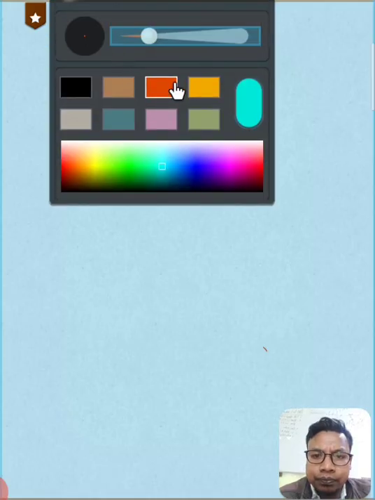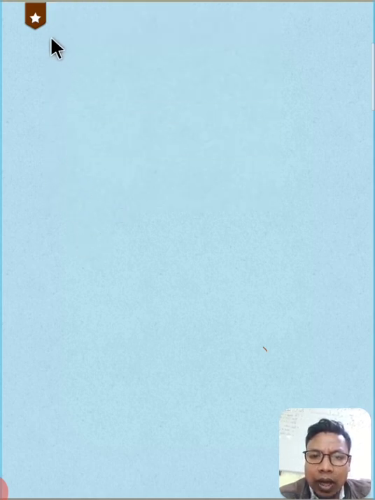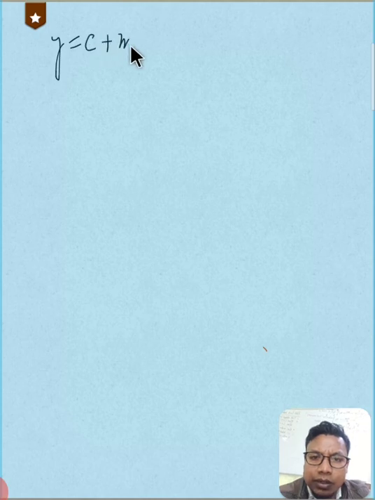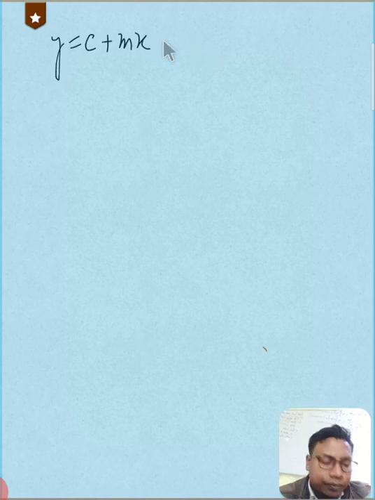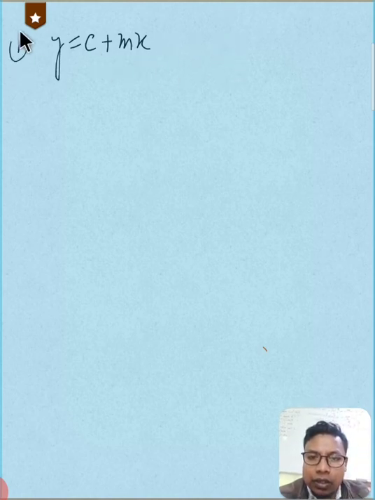In chemistry we will get some equations of this type: y is equal to c plus mx. Y is equal to c plus mx, right? So this is an equation of a straight line, right? So the graph of such an equation will be like this.